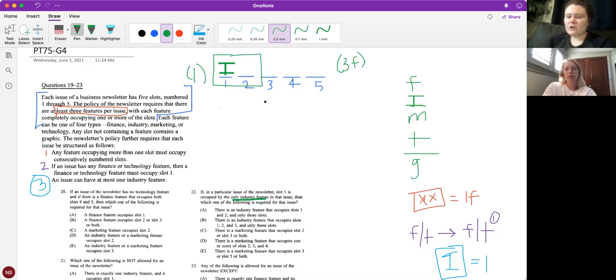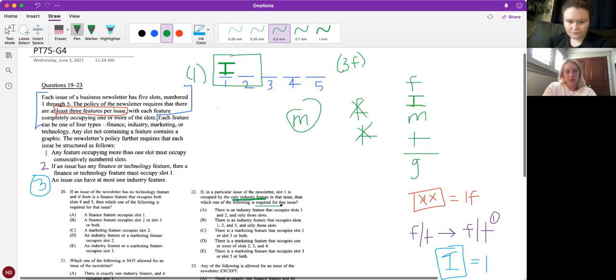But what else do we know? Because we know I is that one, there's definitely no finance or technology. Excellent. So then what do we definitely have to have? We have to have marketing. Excellent. Because we can only have one I. All right. So which of the following is required for the issue? There's an industry feature that occupies slot 1 and 2. I don't think that's right, because we don't know that you have to have it in 2. Yeah, I don't think you would have to.